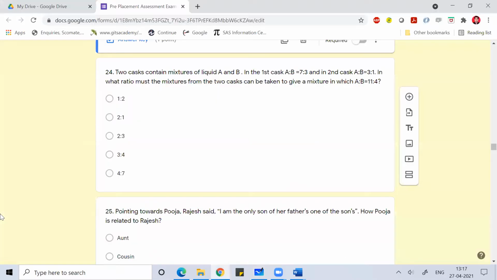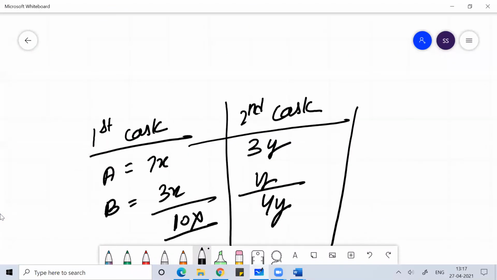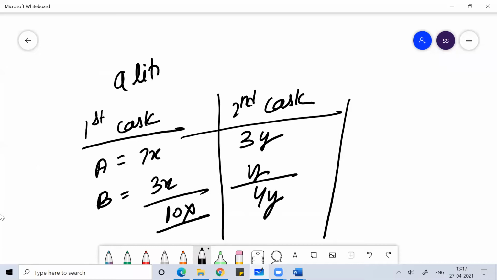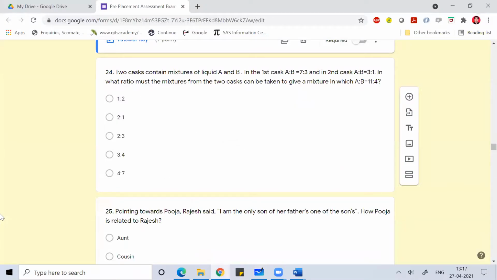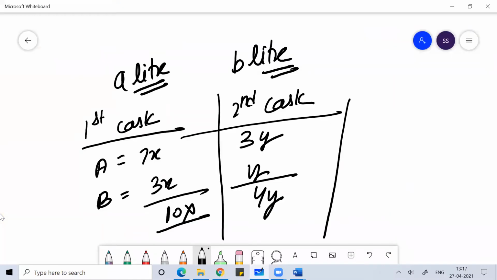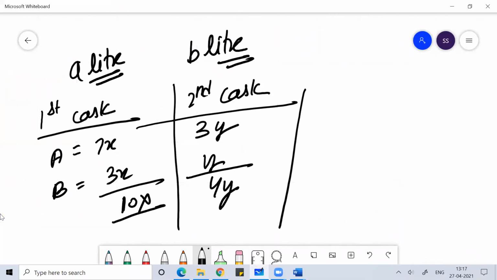So in this question, in what ratio must the mixture of two cache be taken? Suppose I take a liter from the first cache and b liter from the second cache, so that you want the ratio of A is to B to be 11 is to 4. So what is the volume of A? If I take a liter, then it would be 7 by 10 a. And if I take b liter, what will be the value of A here? 7 by 10 a. You will get confused otherwise with A and B.